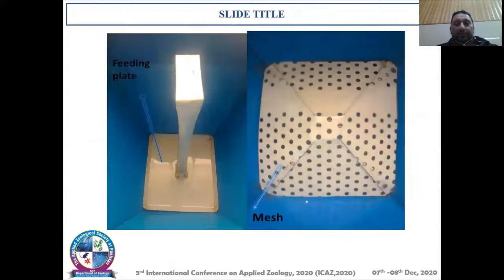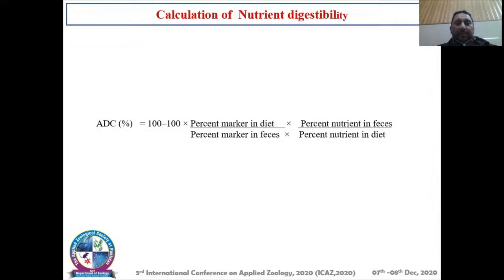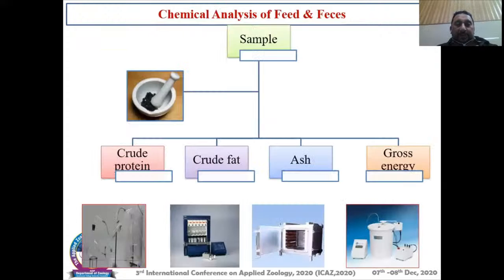This is the inner view of the fish tank. This is the bottom view of the fish tank. Calculation of nutrient digestibility is done with this formula. Chemical analysis of feed and feces.